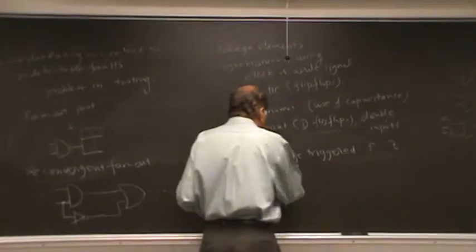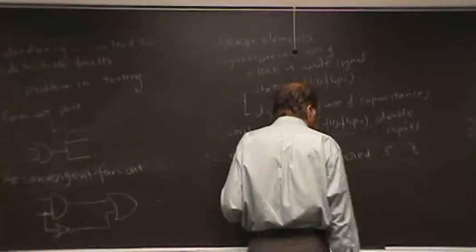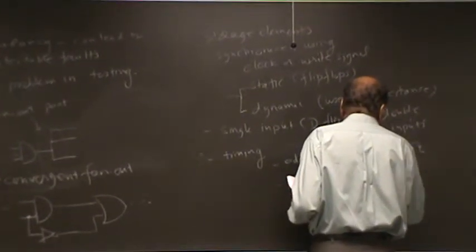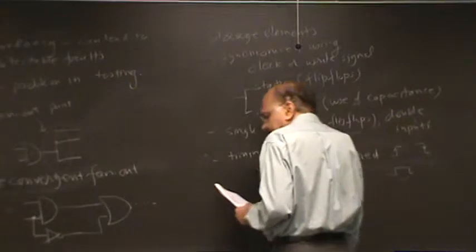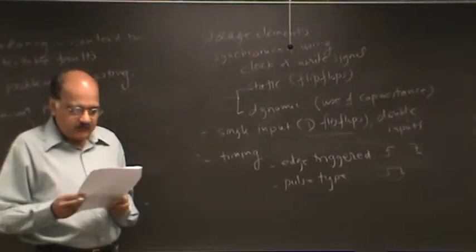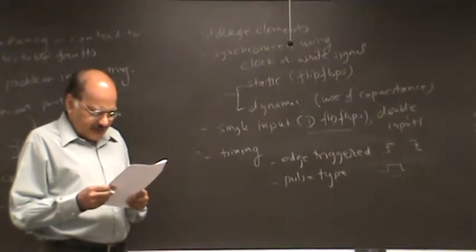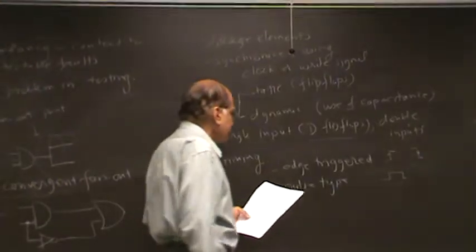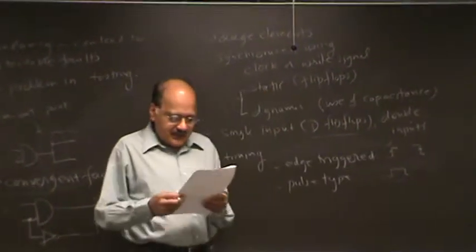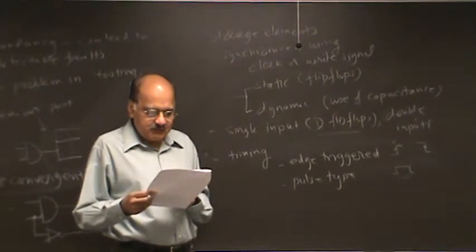And sometimes they could be pulse type. That means they will respond to the whole pulse. So a flip-flop needs to see the whole pulse before they will respond. So we will not worry too much about that. We will assume that it is edge triggered. Perhaps we will assume that they are rising edge triggered, just to keep our discussion simple.